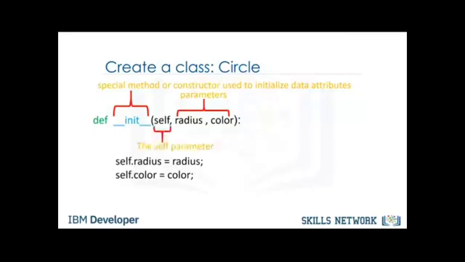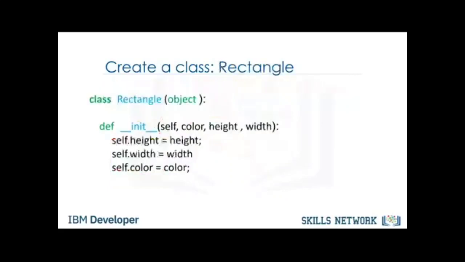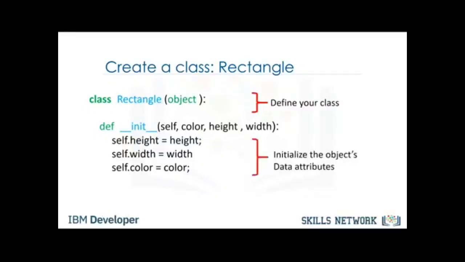The self parameter refers to the newly created instance of the class. The parameters radius and color can be used in the constructor's body to access the values passed to the class constructor when the class is constructed. We can set the value of the radius and color data attributes to the values passed to the constructor method. Similarly, we can define the class rectangle in Python. The name of the class is different. This time, the class data attributes are color, height, and width.